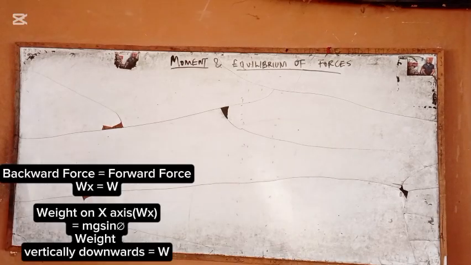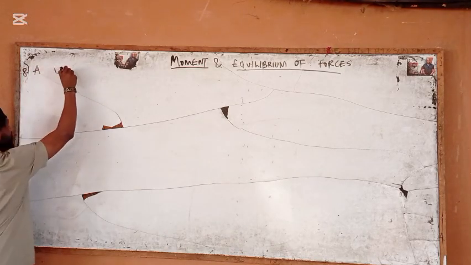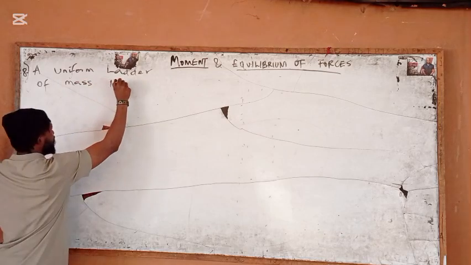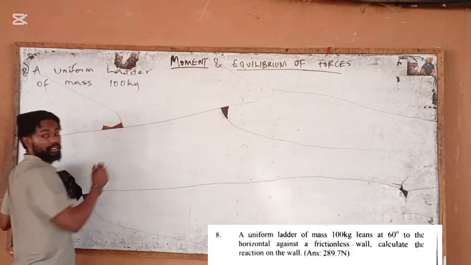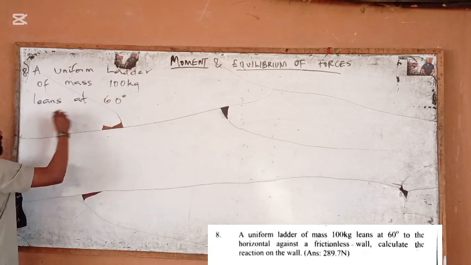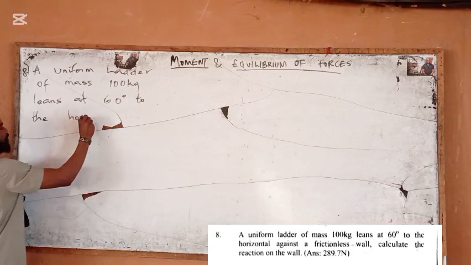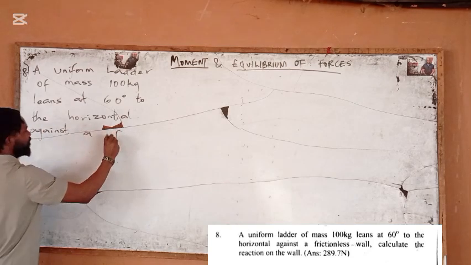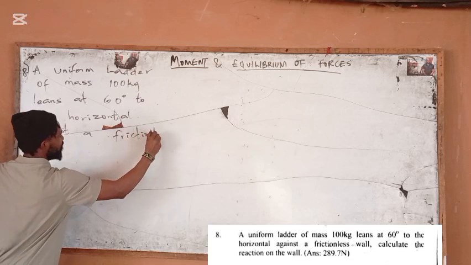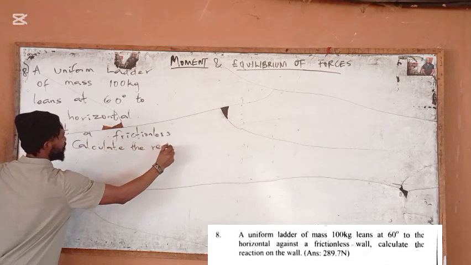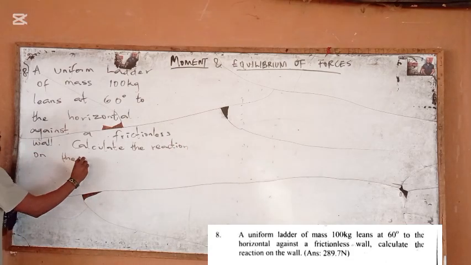All right, please read question 8 out. Question 8: A uniform ladder of mass 100 kg at 60 degrees to the horizontal, leaning against a frictionless wall. Calculate the reaction on the wall. Any other thing?